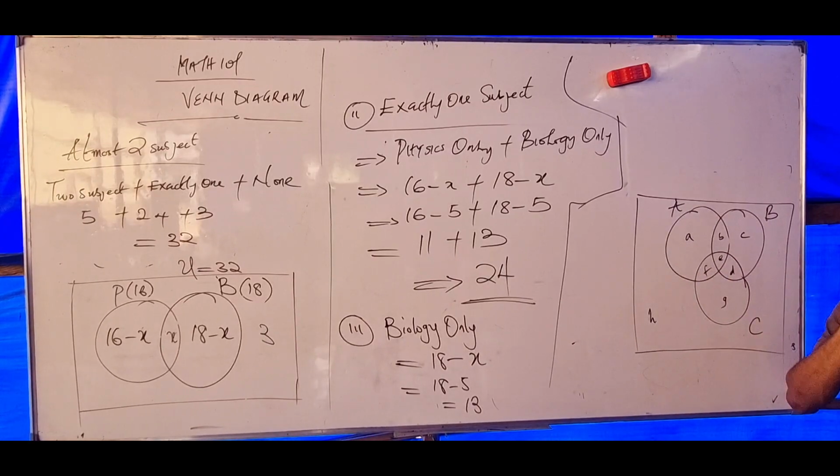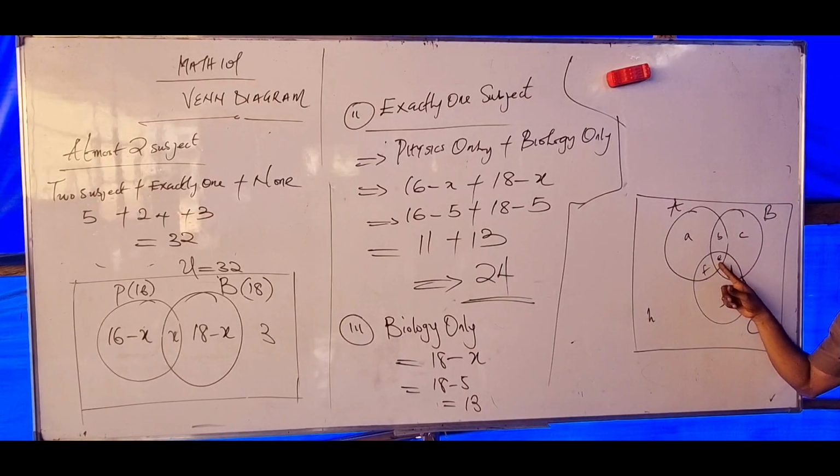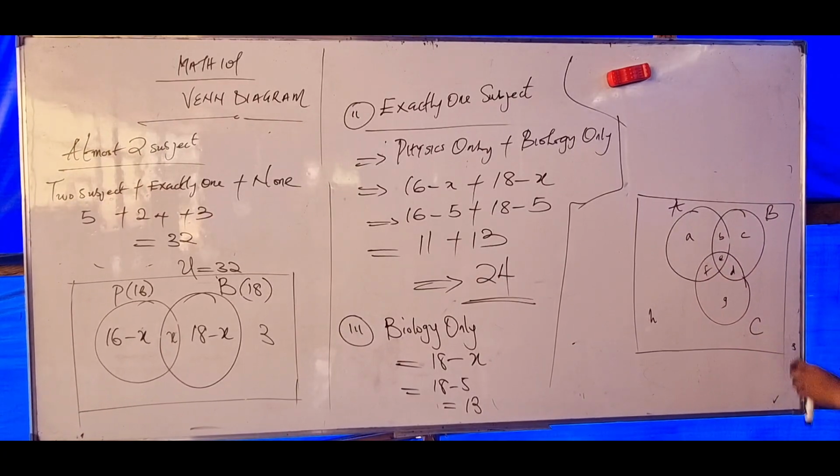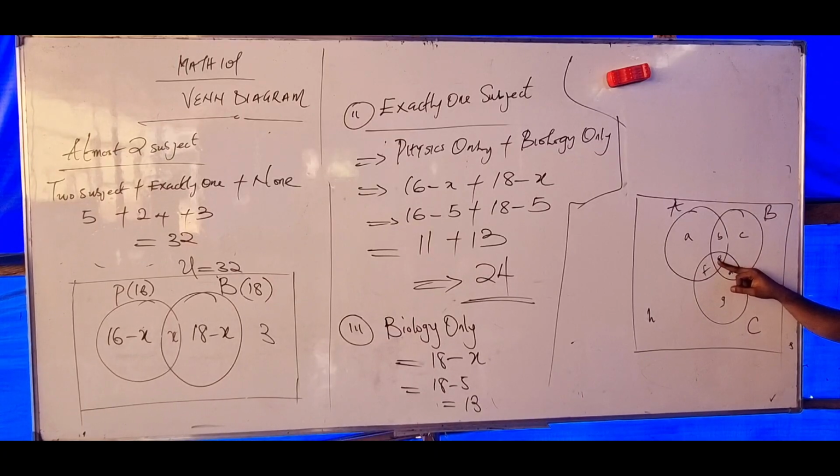When I say exactly 3 means what? What is common in A, B, and C. What is the answer? E. Now let's look at the other aspect. When you hear the word at least 2, at least 2 means what? We are going up, abi. Either 2 or 3. Means I will add up exactly 2 and exactly 3. That means I will add up B plus F plus D plus E. Are you getting the concept here?